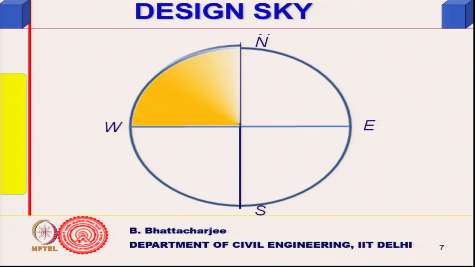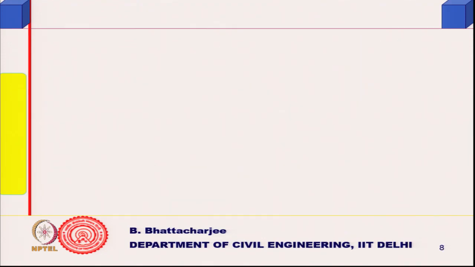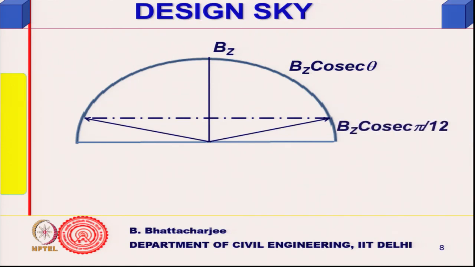The Indian design sky deals with these 2 quadrants; in the morning it is in the northwest quadrant, etc., and it is given like this: Bz cosec theta, where Bz is the zenith luminance, the zenith brightness, and theta is the elevation angle. So it is Bz cosec theta.